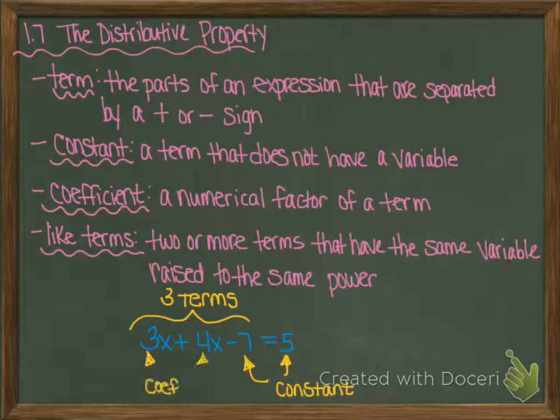Okay. Next are coefficients. We only have 2 coefficients. We have 3 and 4. That's the numerical factor of a term. Okay. So sometimes you're just told the number in front of the variable. Those are our coefficients. And finally, like terms. We have 2 like terms, 3x and 4x. Okay? We can also say our constants are like terms, but they're on different sides of the equal sign, so they are like terms, but we're not going to worry about that quite yet.